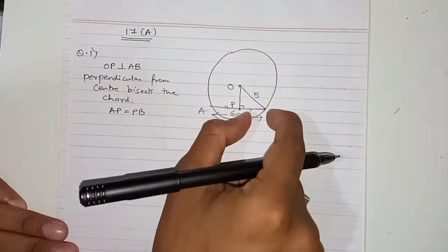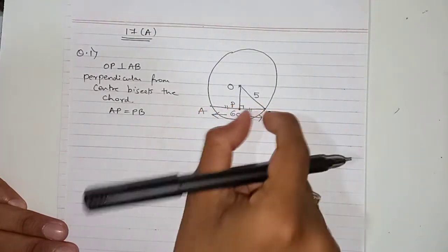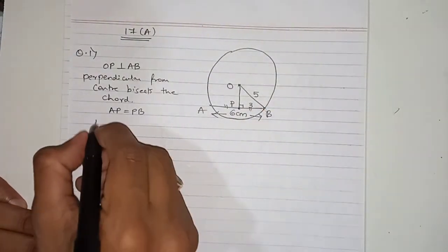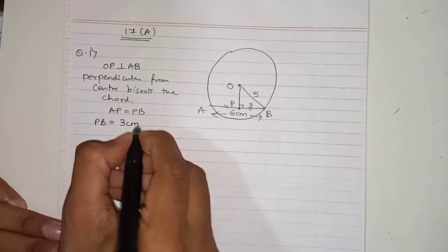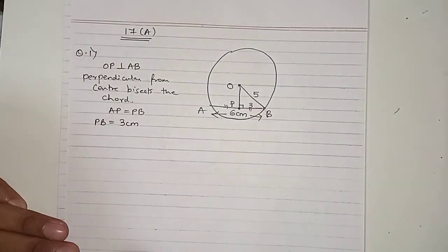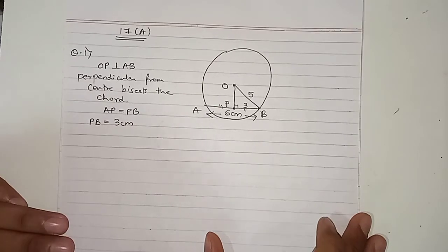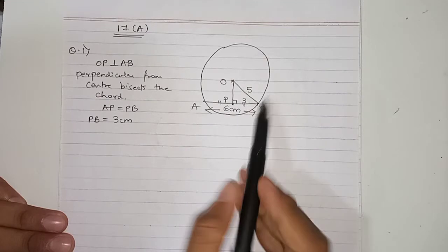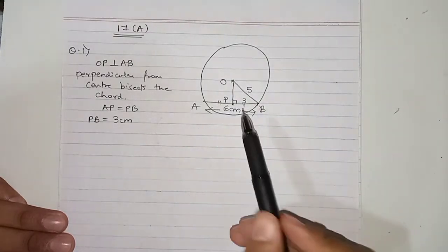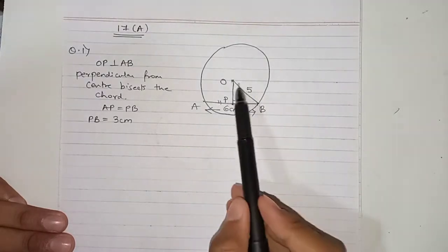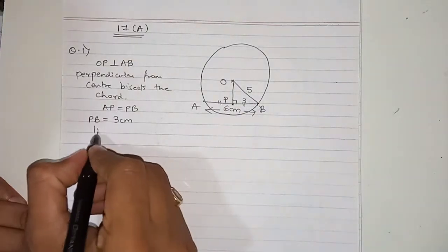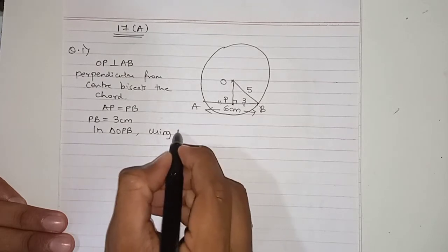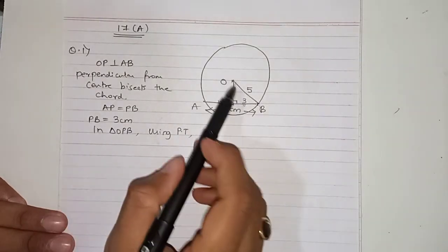Okay, अगर ये equal parts में divide हो गया है, so this full is 6 centimeter, so this is 3 and 3. So ये मिला 3 centimeter. That means PB will be equal to 3 centimeter. This is 3 centimeter, 5 centimeter. Now I have to find this distance OP. So in this triangle OPB, I will apply Pythagoras theorem.